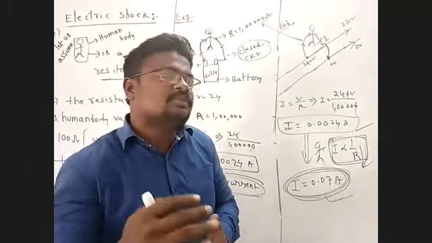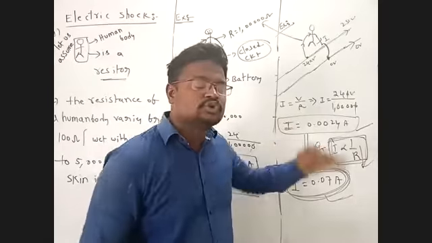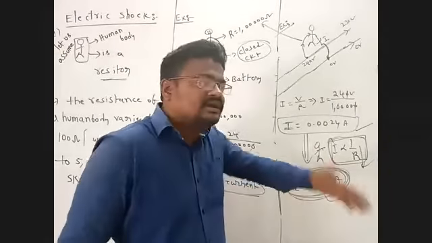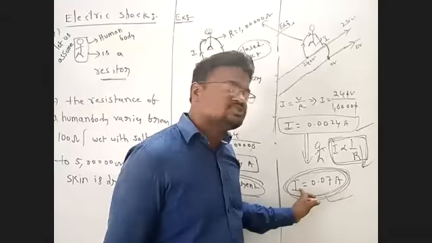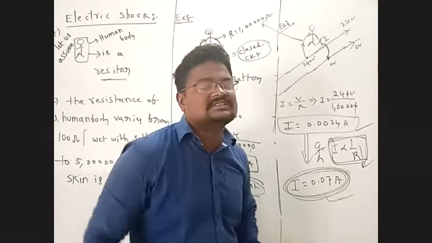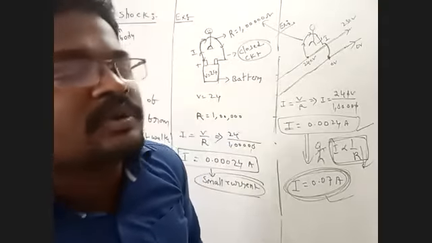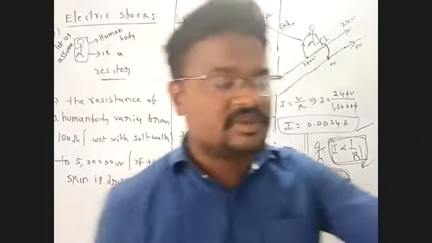And the resistance of the body goes on decreasing. The current goes on increasing, the current that is flowing through the human body. The current will reach I is 0.07. This means that if this current flows through the human body for more than 1 minute, what will happen? The person will die.